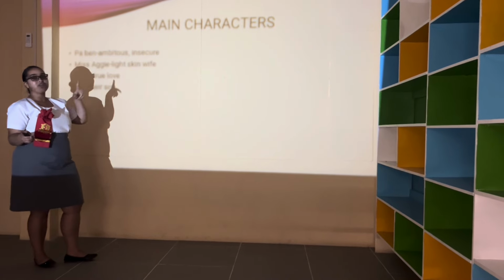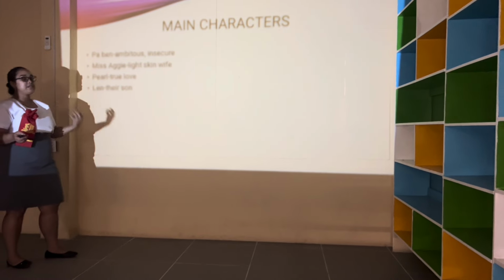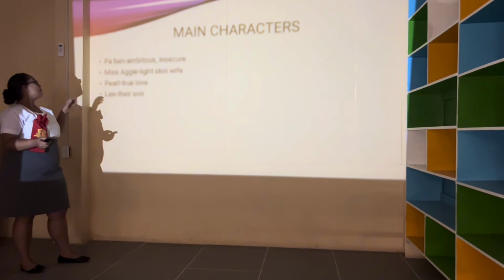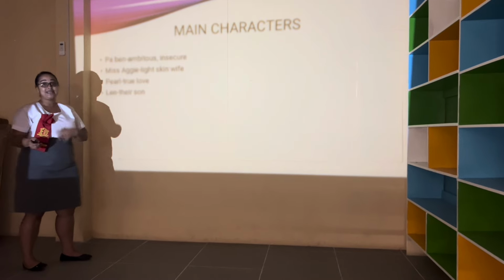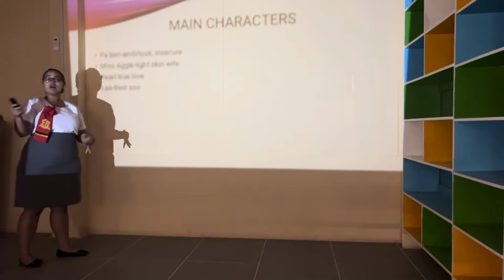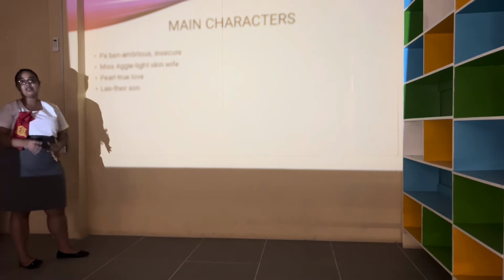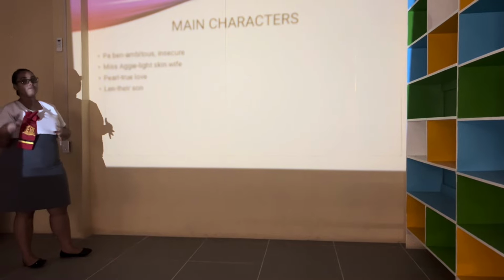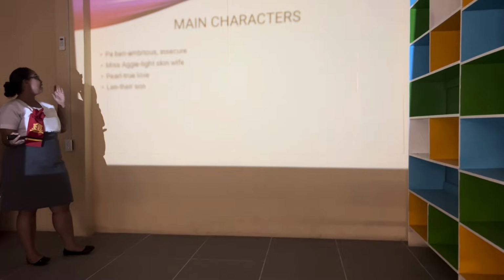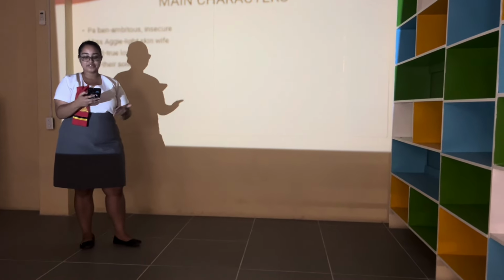So our main characters are Paben, who is ambitious and insecure, Miss Aggie, who is the light-skinned wife, Pearl, who is the true love of the protagonist, and Len, who is their son that they have together, Miss Paben and Miss Aggie. So the summary of Old Story Time.